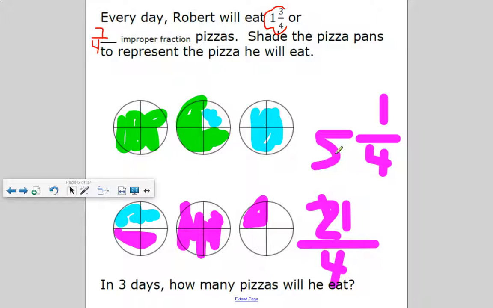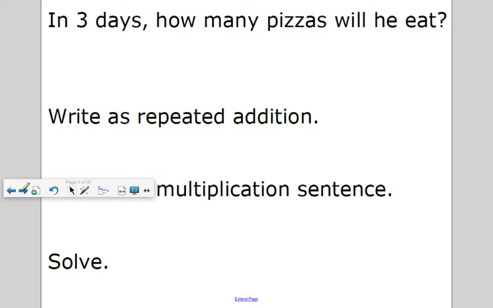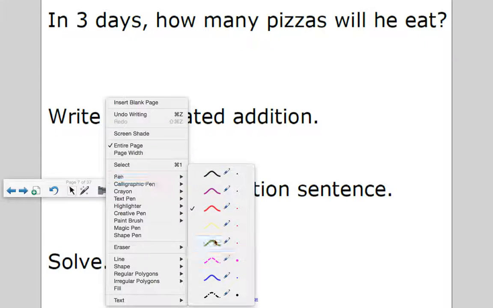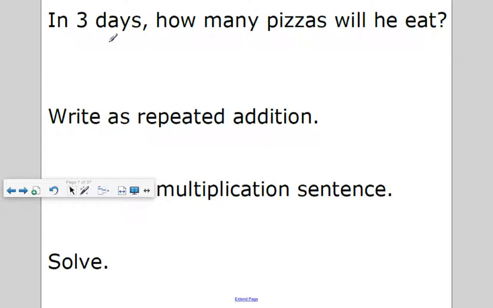It doesn't make sense. It makes more sense. I ate 5 whole pizza and a fourth of a pizza. So in 3 days, how many pizzas will he eat? So he ate, is it 7/4? He ate 7/4 on the first day. Remember, he eats the same amount every day. He ate 7/4 the second day. He ate 7/4 the third day.